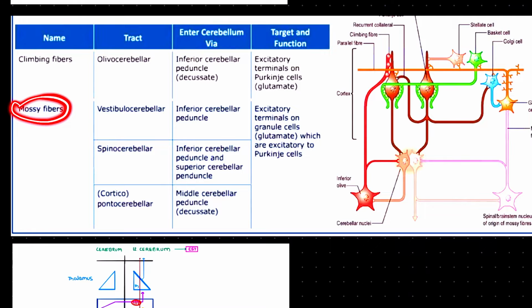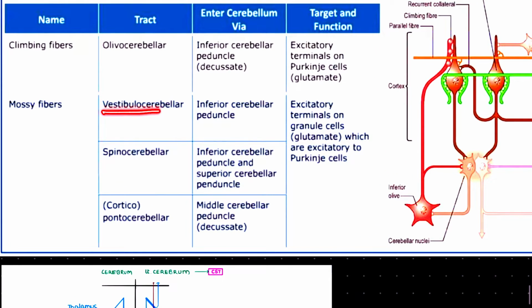Now talking about mossy fiber. Mossy fibers are predominant, they are excessive in number, and they have different origins such as vestibulocerebellar, spinocerebellar from the spinal cord, and from the pons, pontocerebellar. These are the origins. The vestibulocerebellar fibers enter the cerebellum through the inferior cerebellar peduncle.